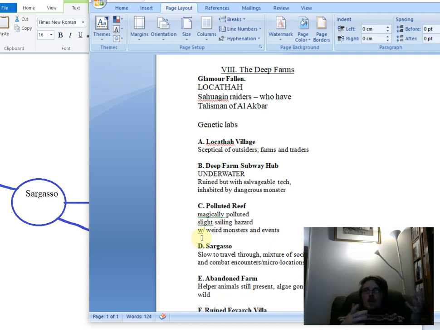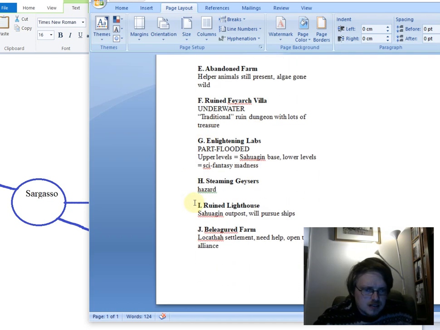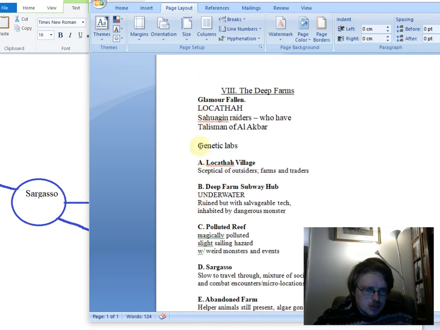So the idea is they go to one place and it's a ruined lighthouse and it's got 6 rooms in it or something, and they're tough enough, so they beat the Sahuagin and they take it over. But then there's the steaming geysers to deal with, and then there's the skeptical Locathah. They're all very different and feel far apart. I think that's part of the illusion you're trying to create, part of the story you're trying to tell with a wilderness adventure.